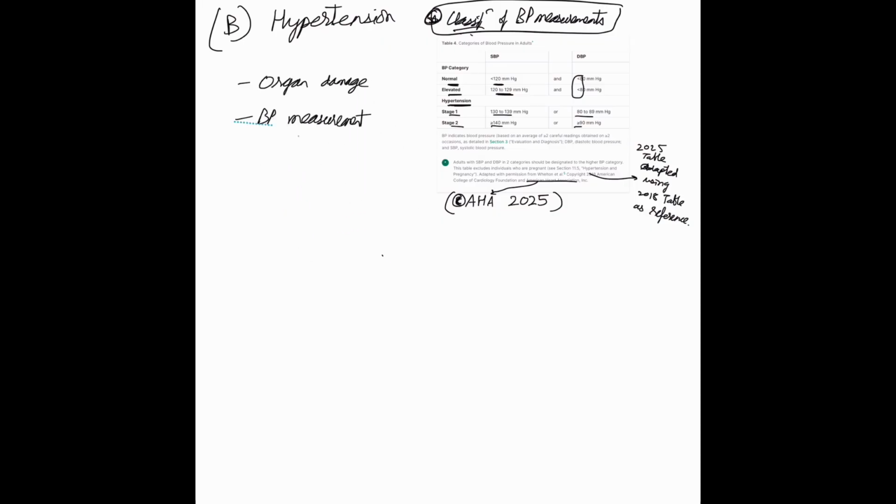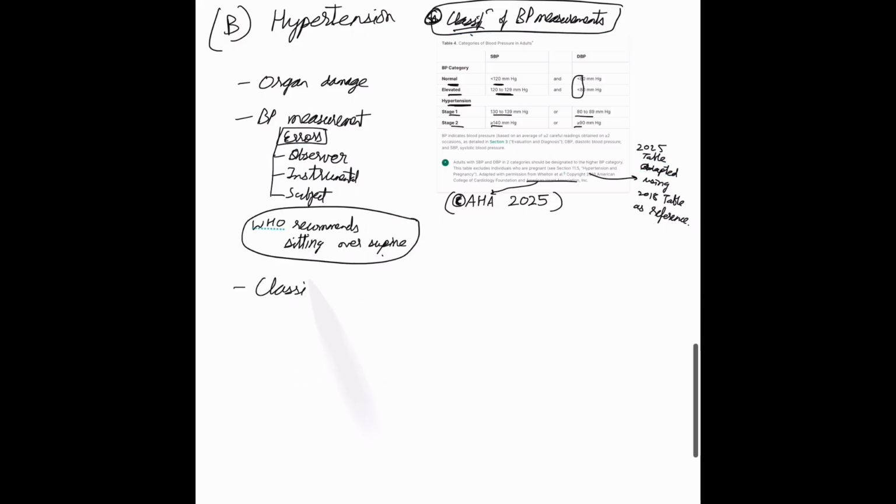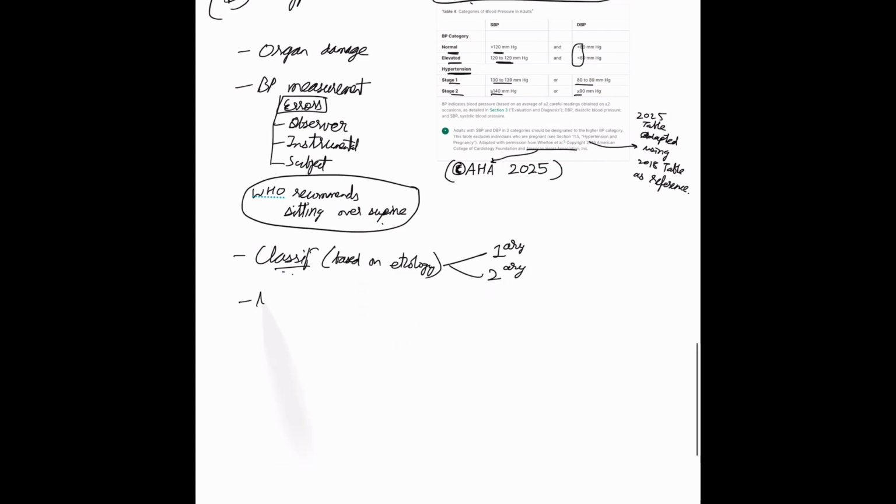So normal BP is less than 120 mm Hg systolic and less than 80 mm Hg diastolic. So we examine the effects of hypertension, like organ damage, and the various errors that one encounters during BP measurement, which can be categorized into observer errors, instrumental errors, and subject errors. WHO recommends the sitting position over the supine position while checking BP. So classification of hypertension can be primary or secondary based on the etiology.